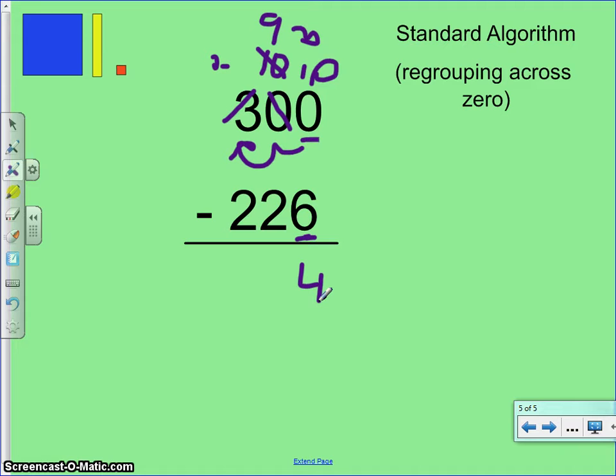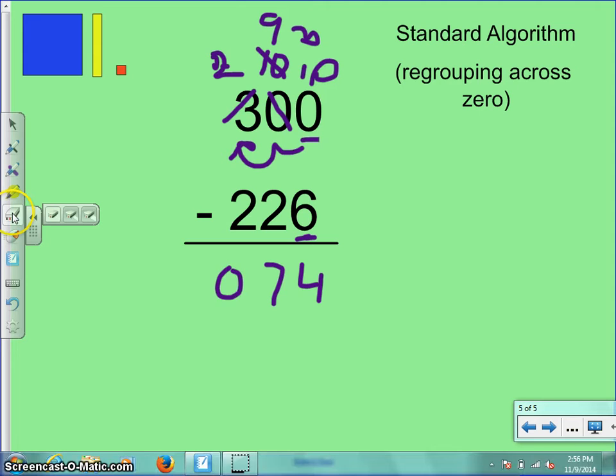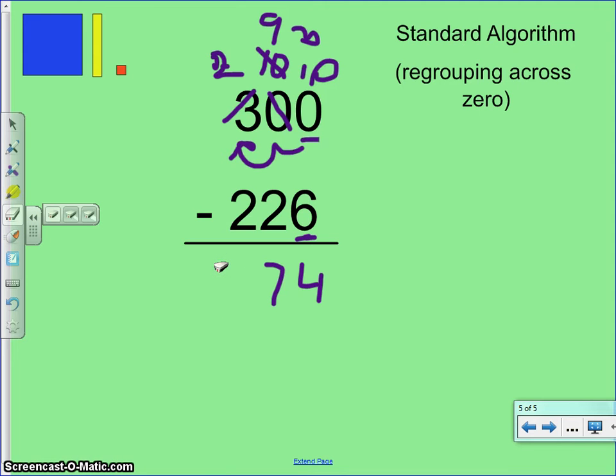So 10 ones minus 6 ones gives me 4 ones. 9 tens minus 2 tens gives me 7 tens. And then I turn that 3 into a 2, so 200 minus 200 is 0. Okay? And I don't even have to put that 0 there. I can just know that my answer is 74.